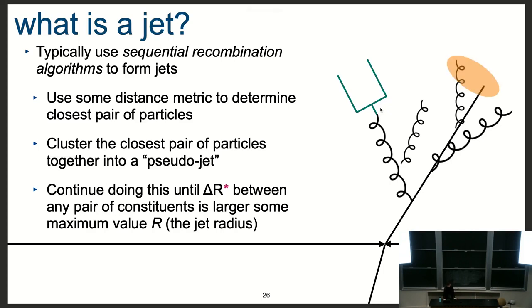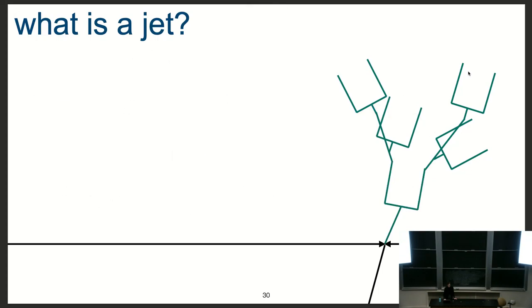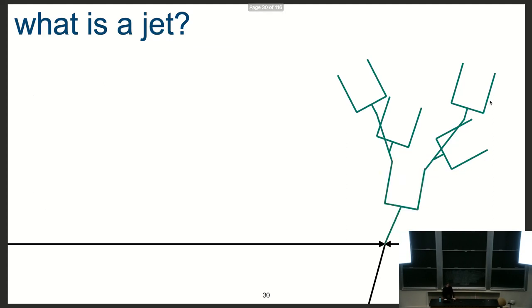And you continue on, you keep finding the next closest pair of particles, and you keep doing this until you have no particles that are very close together. And once you have no particles that are close together, you stop your clustering. And by close together, this is a tunable parameter that you have in your jets. So at the end, you're left with maybe a single particle in this case, but it could be many, many particles if you have many jets.